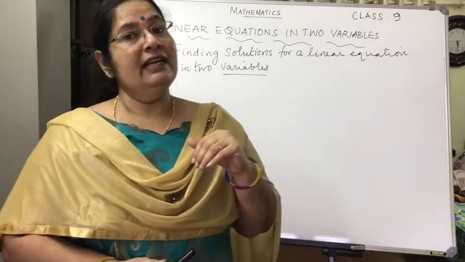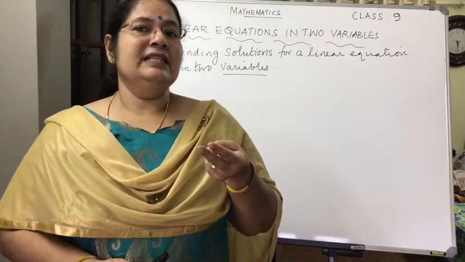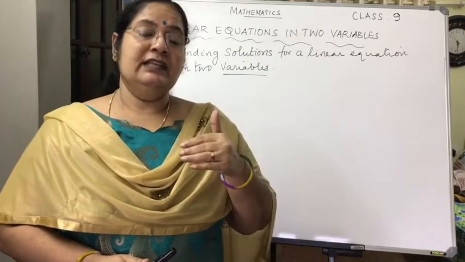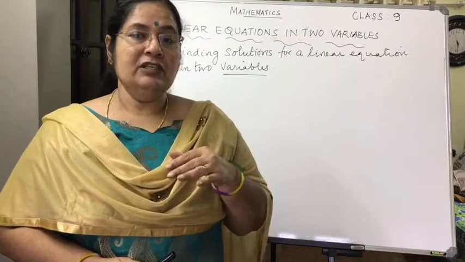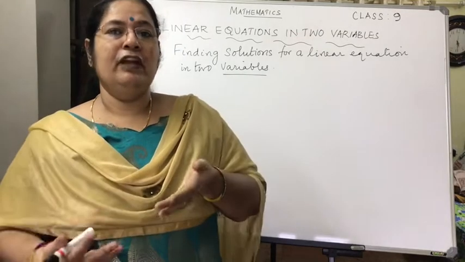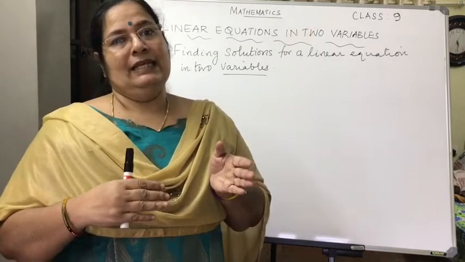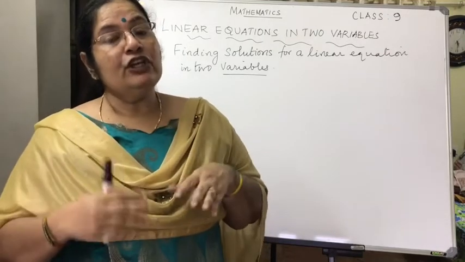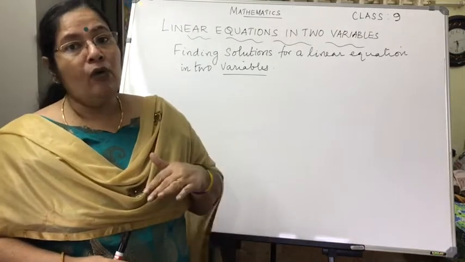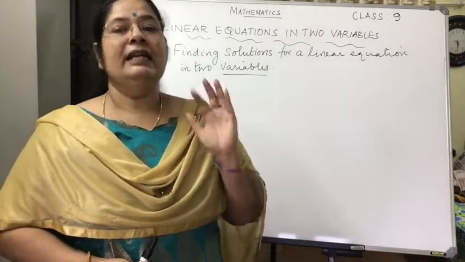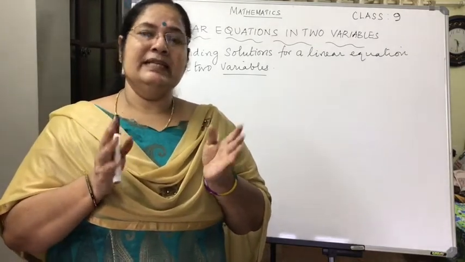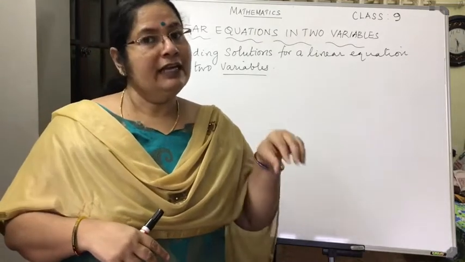But we have seen that for a linear equation in two variables, there are infinitely many solutions. Why do we say that there are infinitely many solutions? Because for every value of x you give, you get a value for y. Same way, for every value of y you give, you get a value for x. So there are infinitely many solutions for a linear equation in two variables. So today we will be learning how to find solutions for a linear equation.